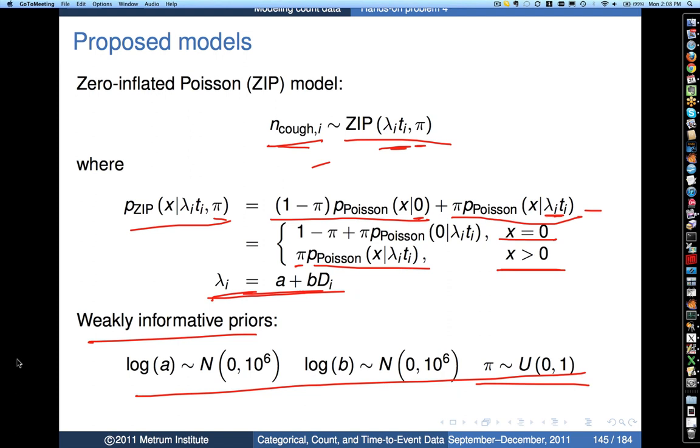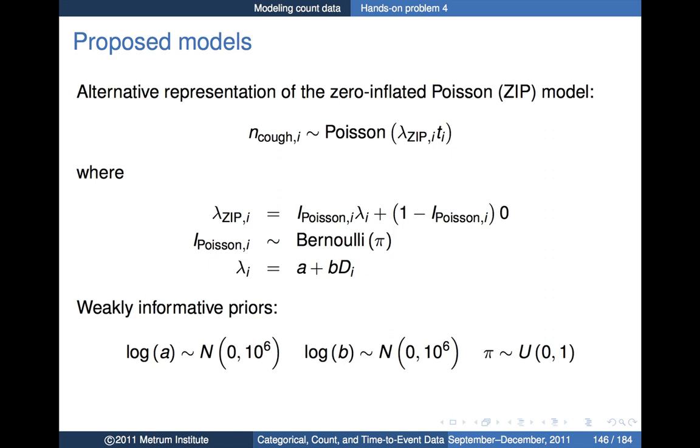Another representation, and I write this one because this is the way it's going to get represented in our BUGS model, at least the way I've written it, is this alternative where my number of coughs is now going to be Poisson. The comma is actually in the subscript here, so don't be confused by that. So it's just Poisson with this lambda zip times time. So it's just got a single parameter in there.